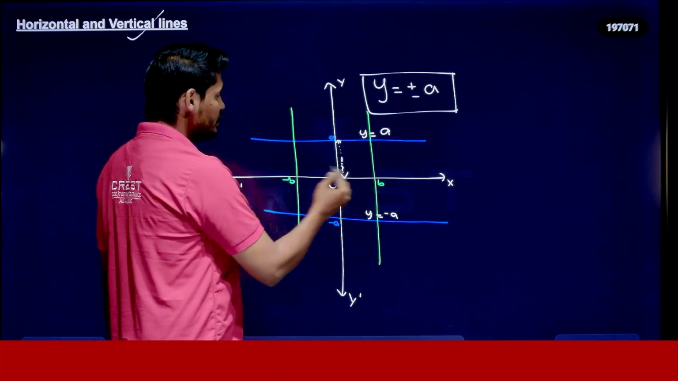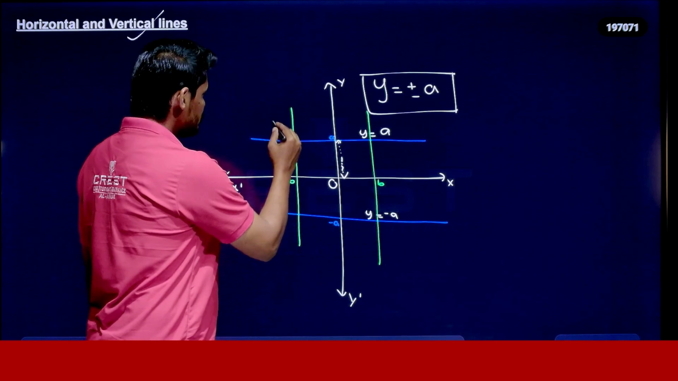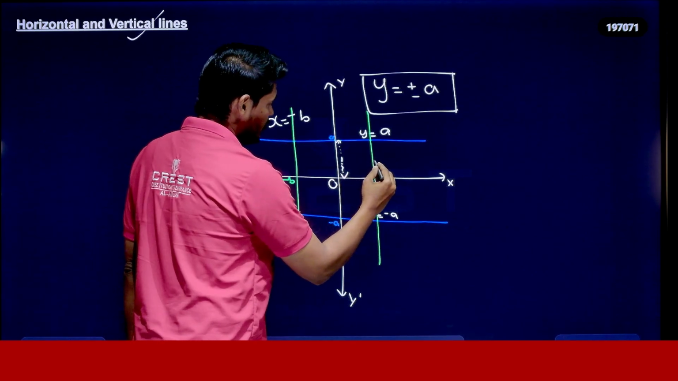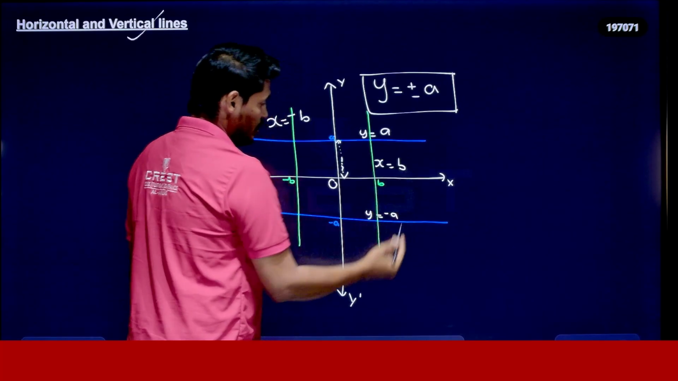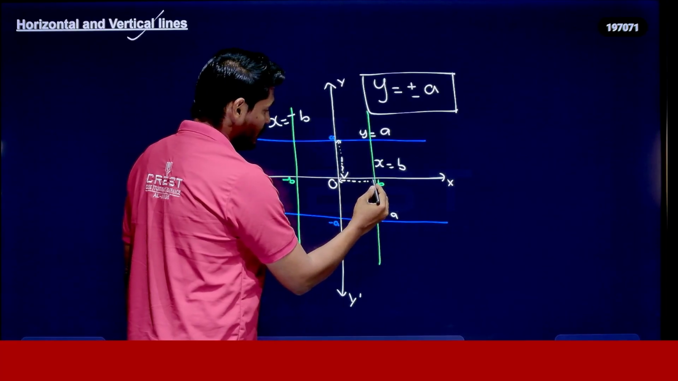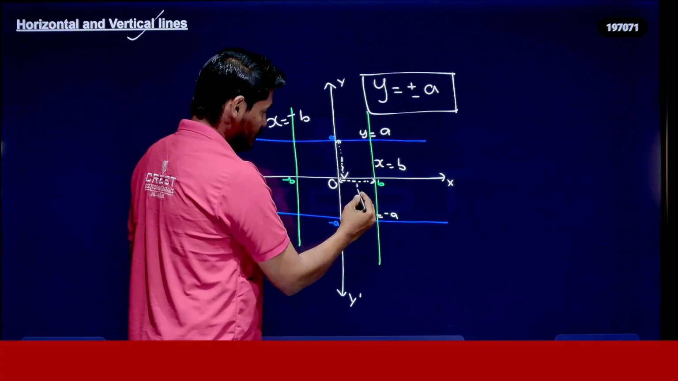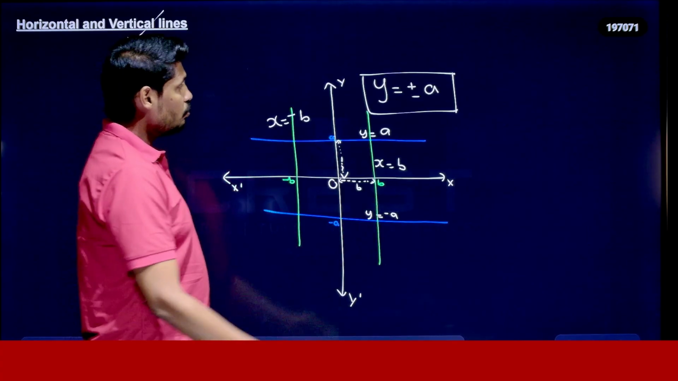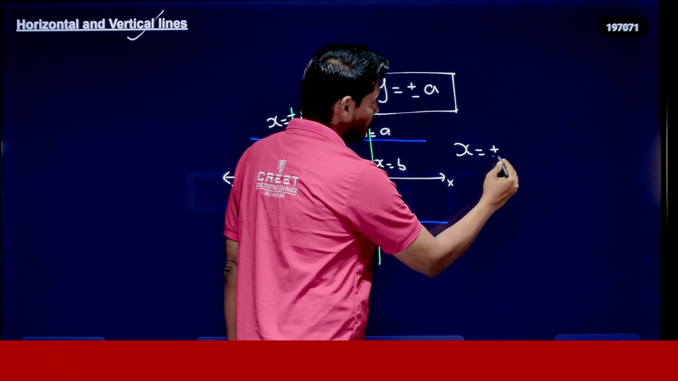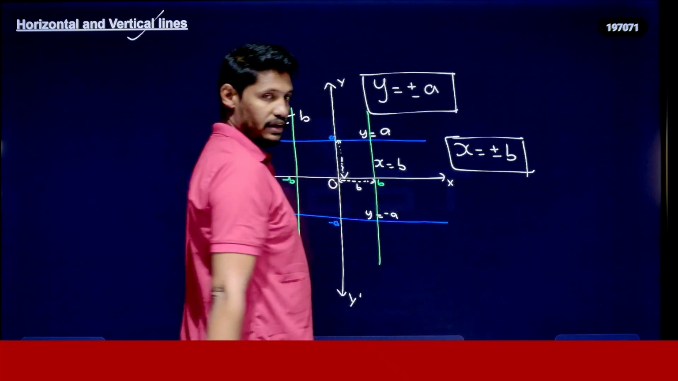So what is the equation of this vertical line? This line is x equal to minus B, and this line is x equal to plus B. Actually this B is the distance from the y-axis to the vertical line. So what is the general equation? It may be x equal to plus or minus B. This is the equation of the vertical line.